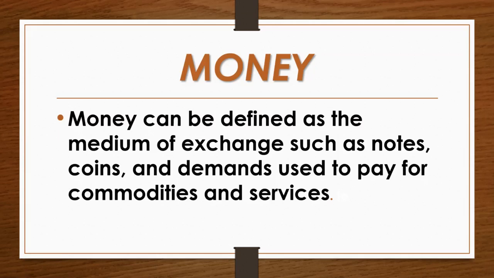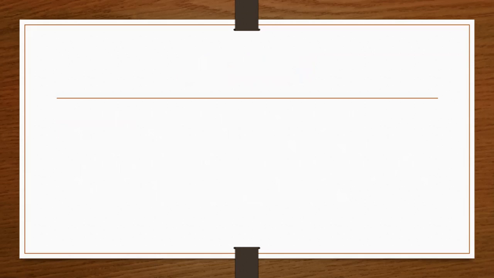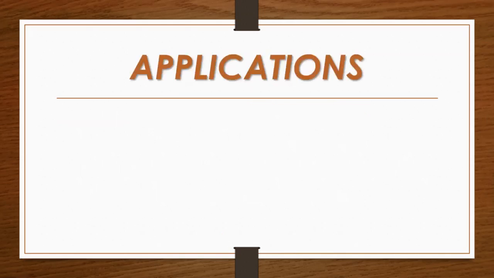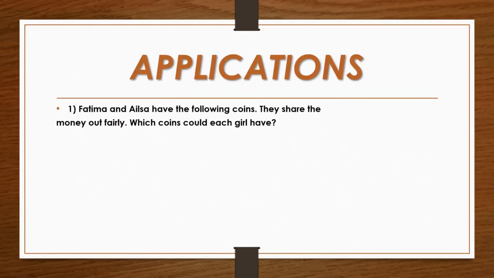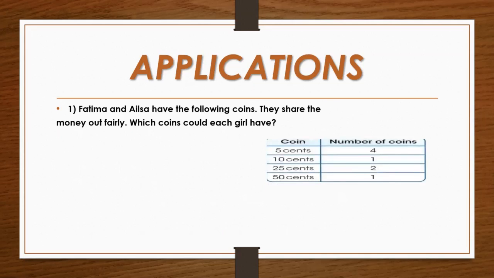Is this clear? Okay, so now we will start our application level questions, where we will do the rest of the problems regarding the concept of money. Let's start with the very first problem. Fatima and Elsa have the following coins. They share the money out fairly. Which coins could each girl have? And below you have a tabular column where you can see coins and number of coins.